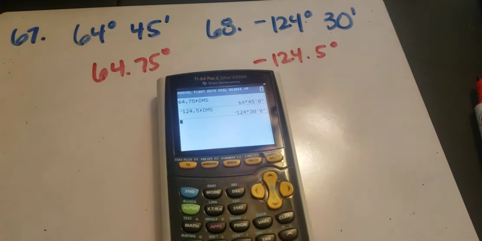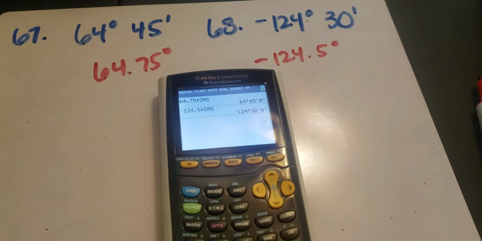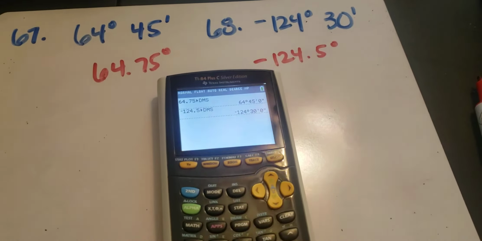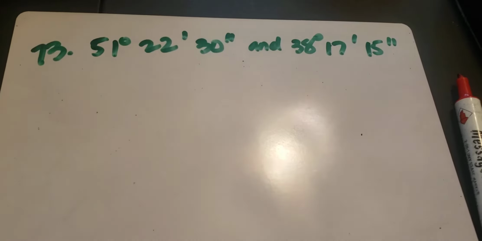All right, so we did 67 and 68, and now I'm going to fast forward to the next section in your book, which is going to be number 73, which is finding an angle difference. Okay, so let's go to the next example.